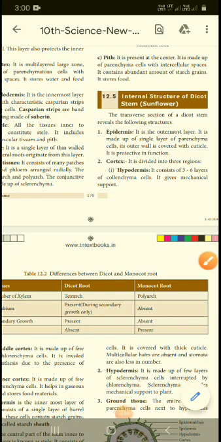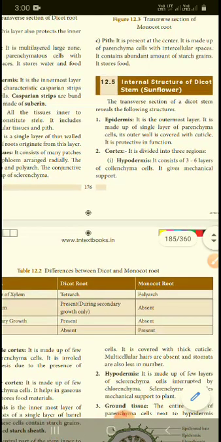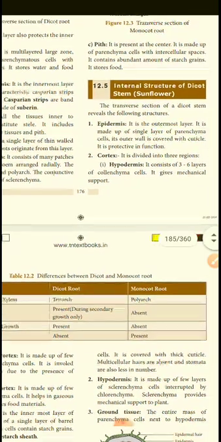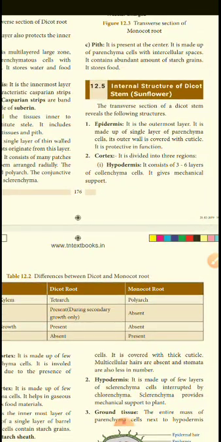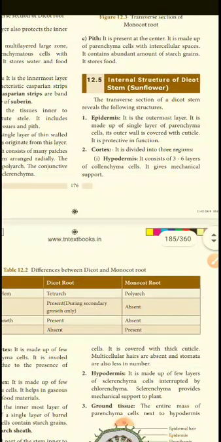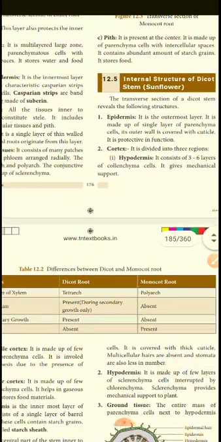Good morning, students. Today we will see the internal structure of the dicot stem. The transverse section of the dicot stem reveals the following structures. Epidermis is the outermost layer. It is made up of a single layer of parenchyma cells. Its outer wall is covered with cuticle. It is protective in function.